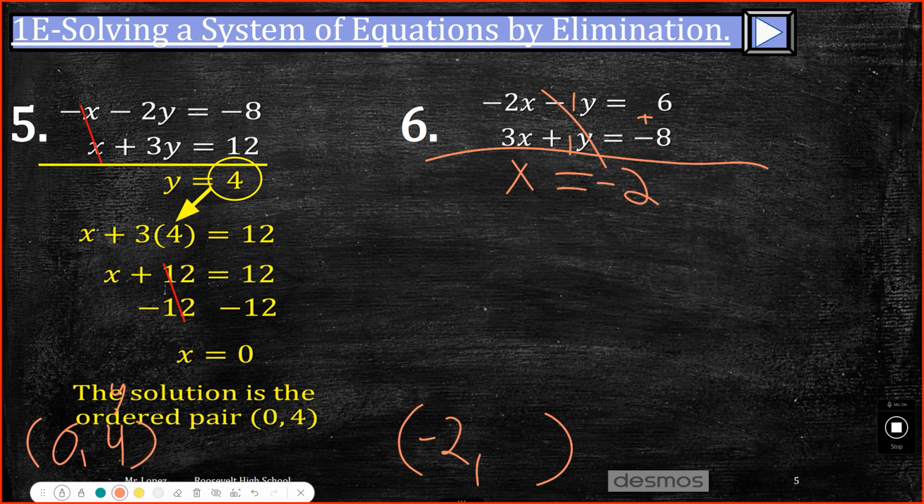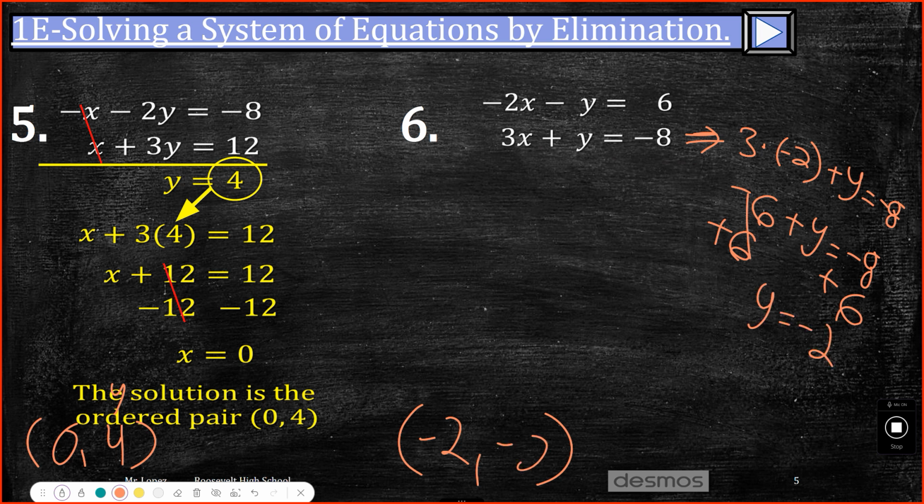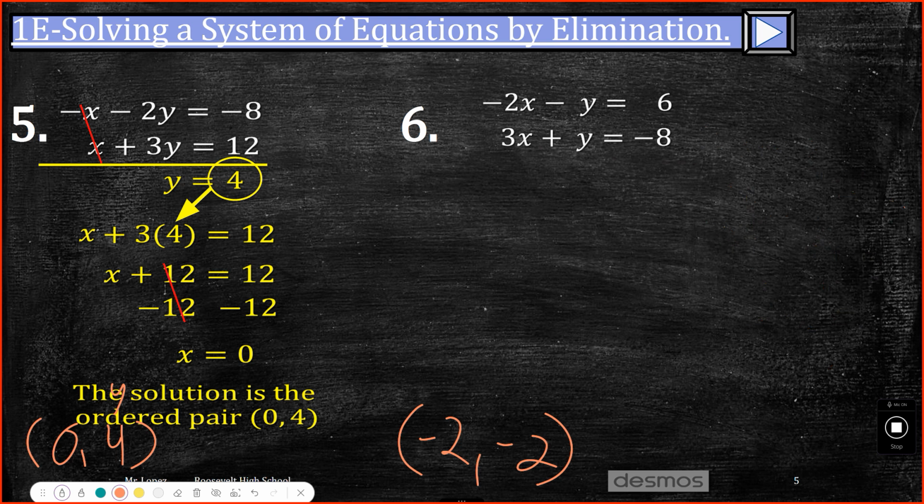We need to figure out what y is. Which one do you like? It doesn't matter. On the top or the bottom, I'm going to go with the bottom. 3 times x, which is negative 2, plus y equals negative 8. 3 times negative 2 is negative 6 plus y equals negative 8. Add 6. Y will equal negative 2. So they cross each other at negative 2, negative 2, if we were to graph.